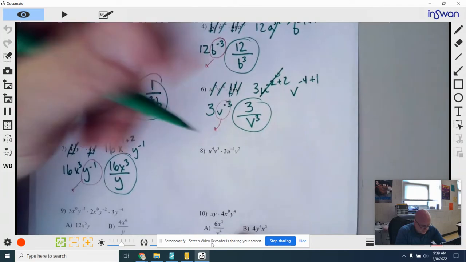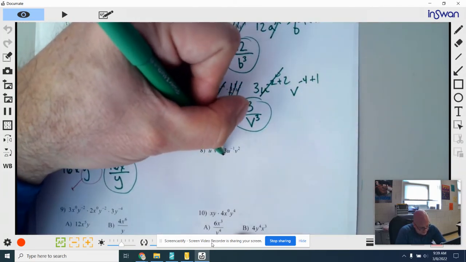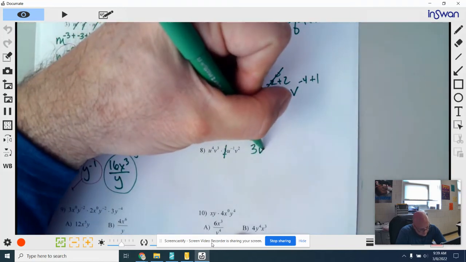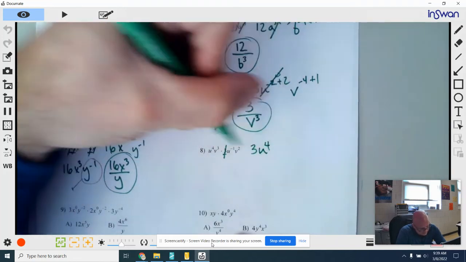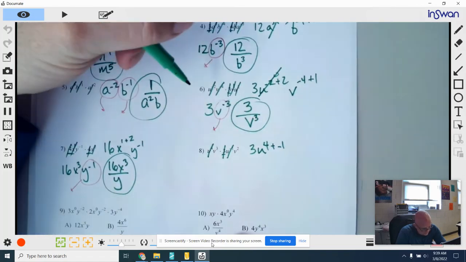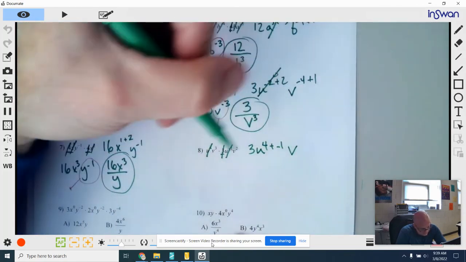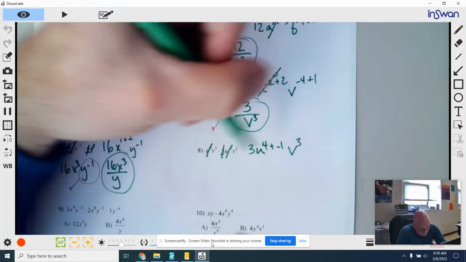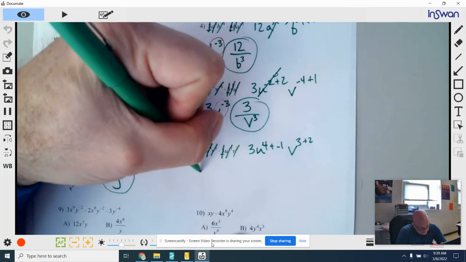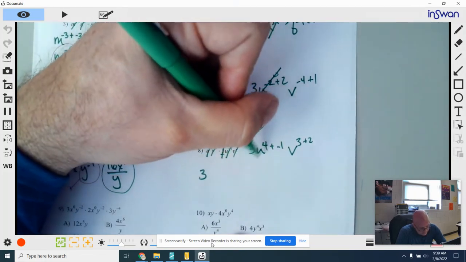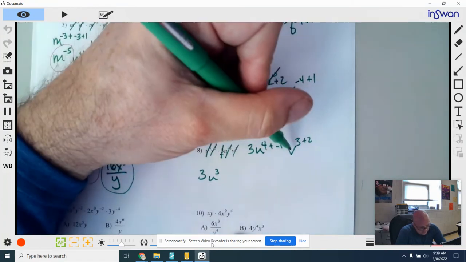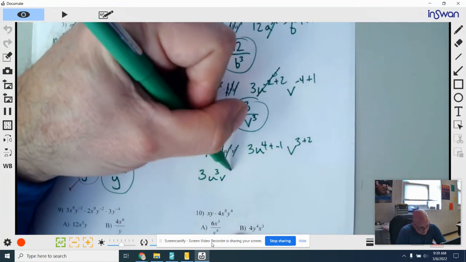All right, one more together, number 8. 3 is our only coefficient, so I'll just write that over there. Alphabetically, I'll handle the u's. So I have 4 for this first one, plus negative 1, and then my v's. So I have 3 plus those 2. Okay, so 3 is my coefficient. U, 4 plus negative 1 is 3. And then v, 3 plus 2 is 5.